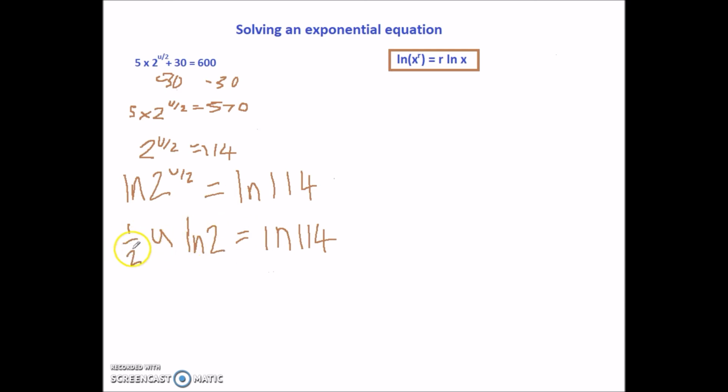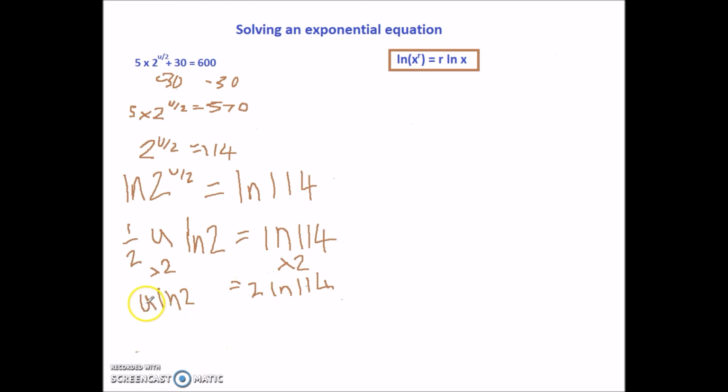This would be an extra step because we didn't have this situation before. We didn't have this coefficient of a half. So it's quite simple to clear that. This is basically telling us divide u by 2, so we just multiply by 2. Multiply both sides by 2. Oops, this pen is terrible. And by doing this, as we know, multiplying by 2 will clear this fraction. So you will end up with u natural log 2 equals 2 multiplied by the natural log of 114.